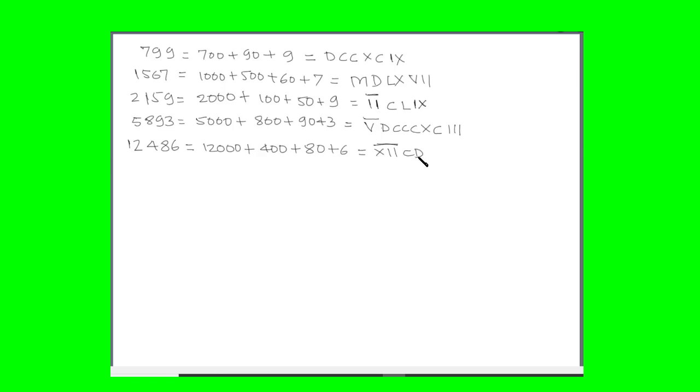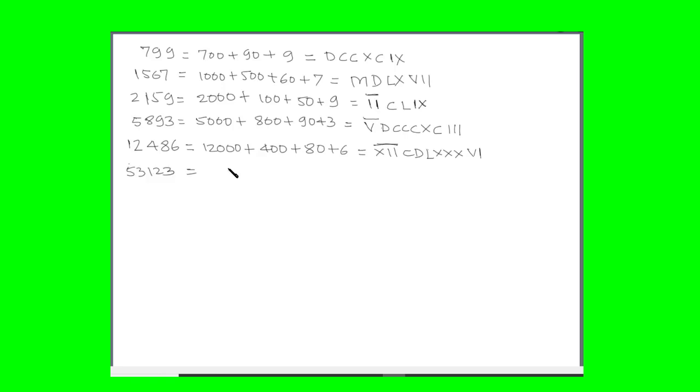Now 80 is 50 plus 10 plus 10 plus 10, LXXX, which is 80. Now 6 is VI. So this is our 12,486.